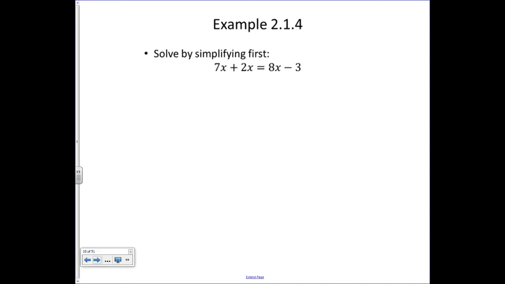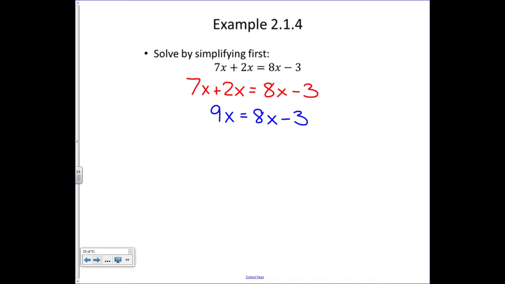And so we want to solve this equation by first simplifying. Well, we have like terms. First of all, we have 7x plus 2x is equal to 8x minus 3. And now we have like terms on the left-hand side of this equation, 7x plus 2x. And 7x plus 2x is just 9x. It's equal to 8x minus 3.